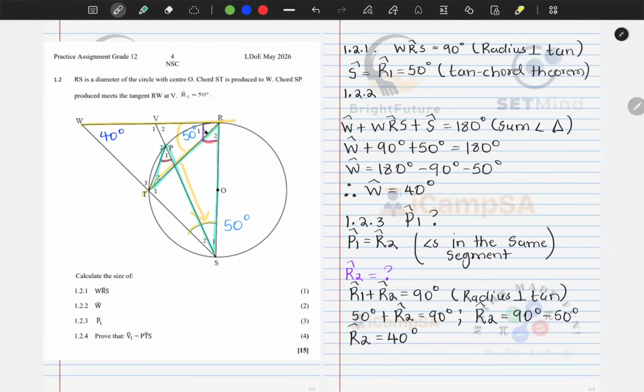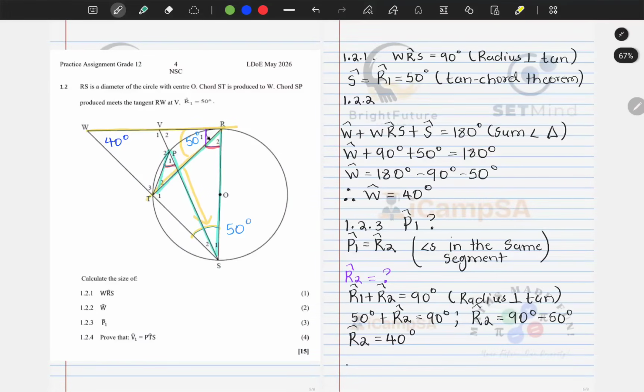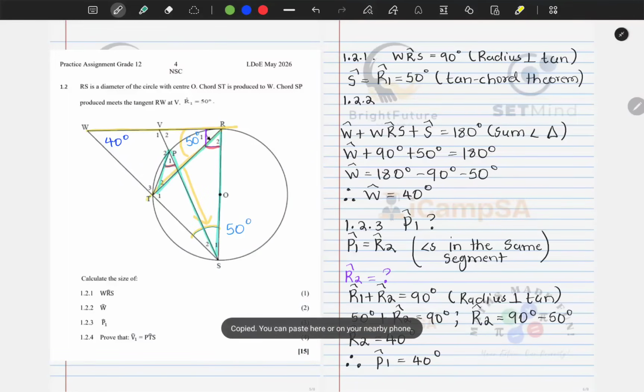Okay, but we know that P1 equals R2, so therefore the angle P1 we have found as 40 degrees. Right, done with that, let's go to the next page and see the next question.